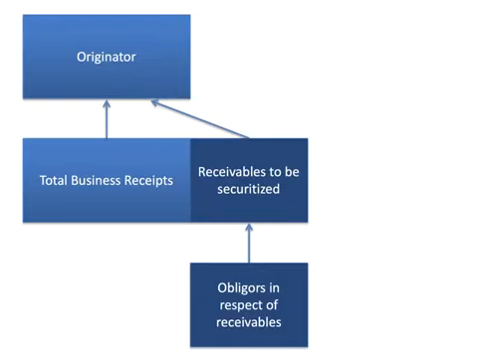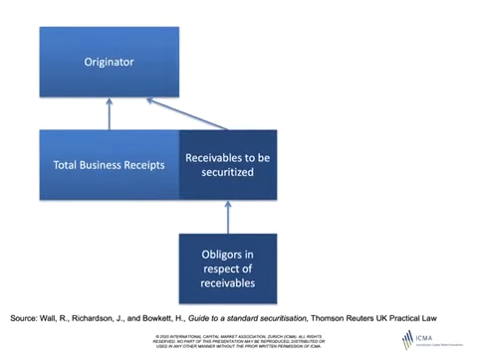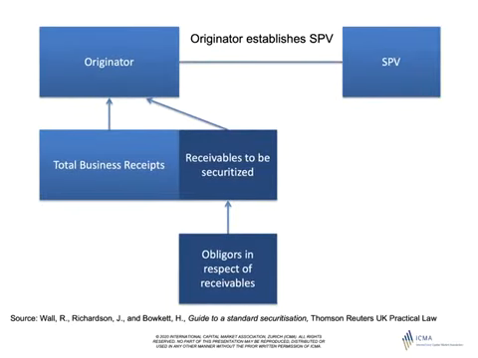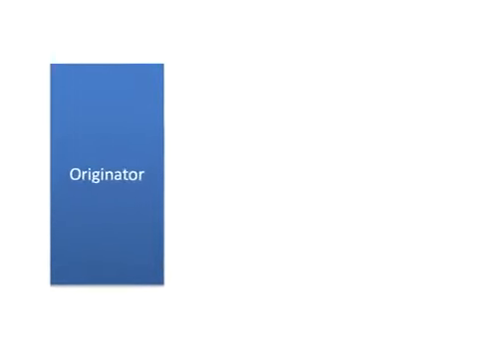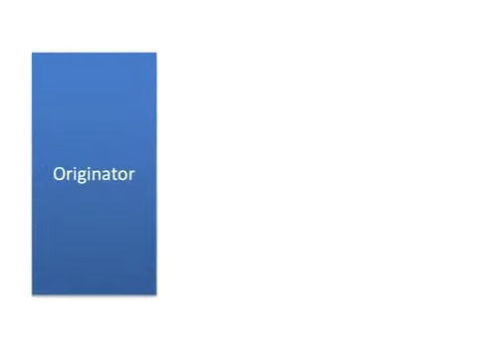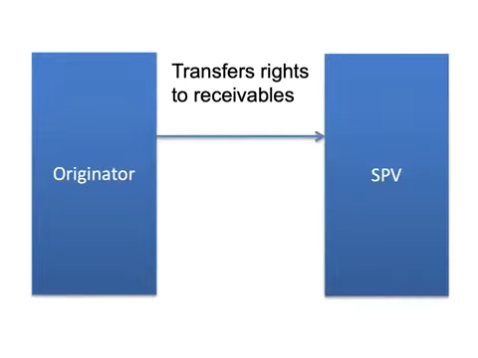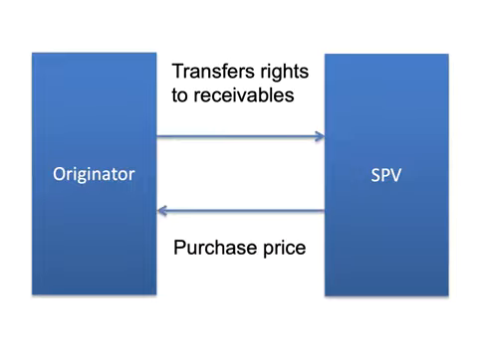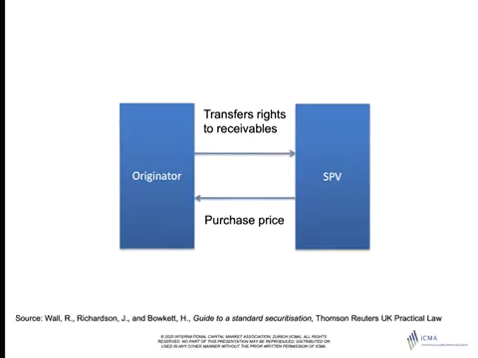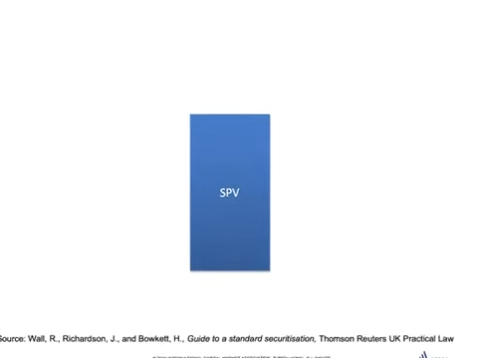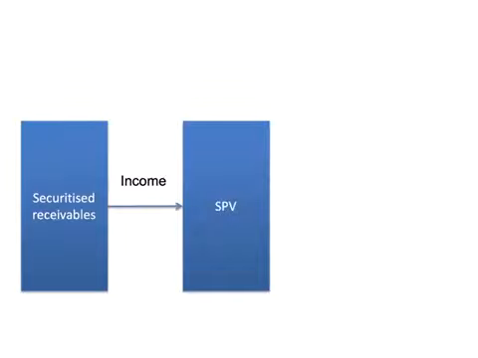The originator separates or segregates the assets or receivables to be securitized, and then creates a special purpose vehicle for the purpose of managing the securitization. The originator then transfers the rights to the receivables to the SPV in exchange for the purchase price. The SPV now owns the rights to the receivables, so it will be receiving the income that they generate.